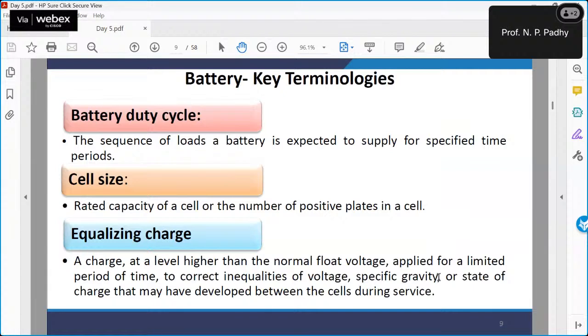The sequence of loads a battery is subject to is the battery duty cycle. We frequently use the term cell size. Okay, rated capacity of a cell or the number of positive plates in a cell. Correct for variations of voltages, specific gravity or state of charge.